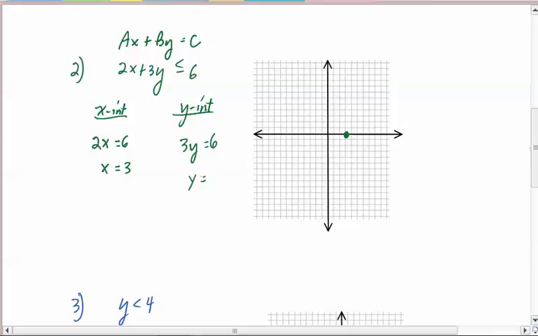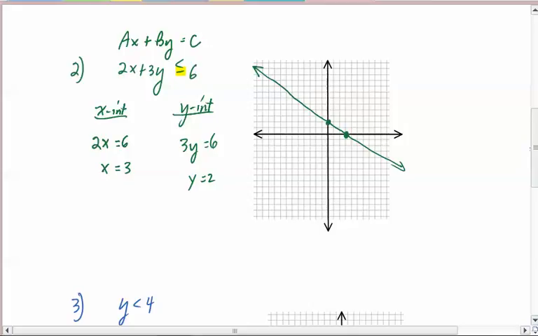And I get that y is 2. So there are my two intercepts. Those are the actual places where my line crosses the axes. So I'm going to continue the line. Now why is it solid? Because it's less than or equal to, right? This right here is "or equal to," and so I make it solid. If it were just less than, I would make it dashed.